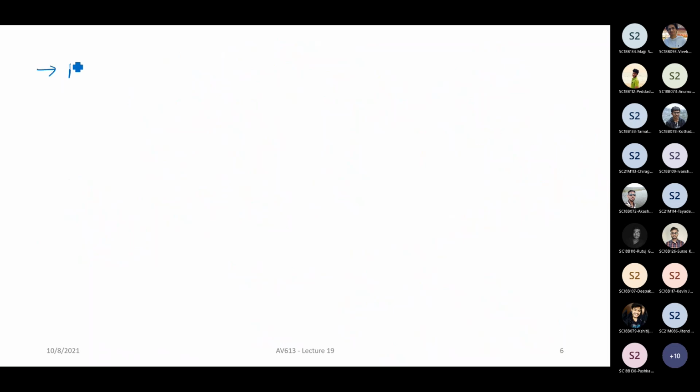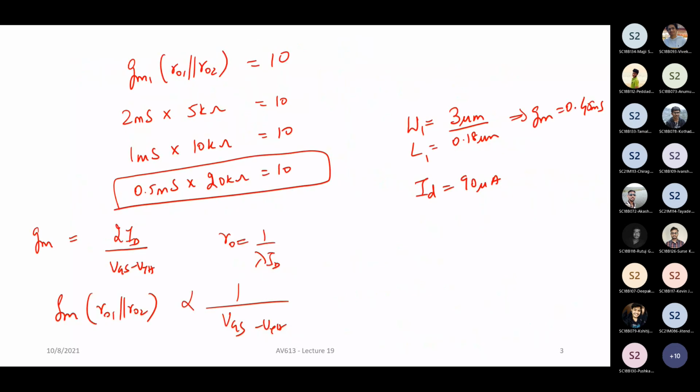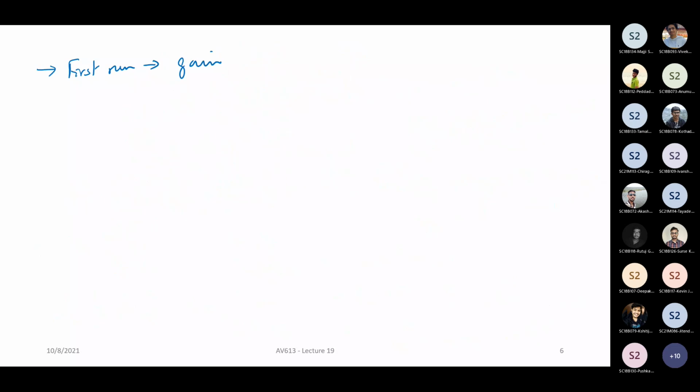Now first you do a first run and you look at the gain. Now, in many cases, especially if you are going to use 0.18 micron here, your R0 will be poor. So what would have happened is in this gain expression, your GM might have been 0.45 millisiemens. I'm just taking an example. You can fix whatever value you want, multiplied by R01 parallel to R02.